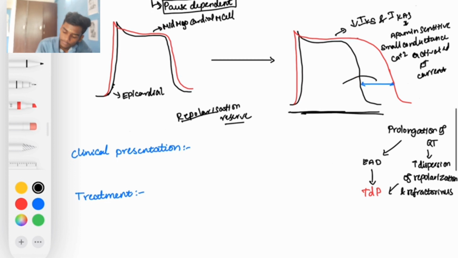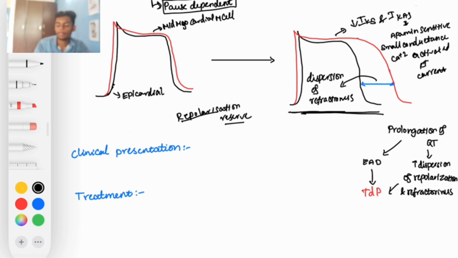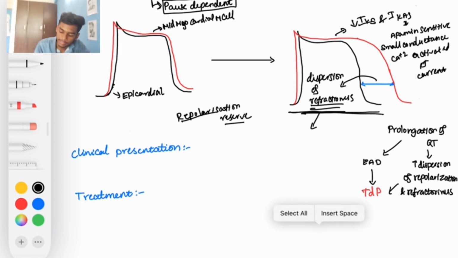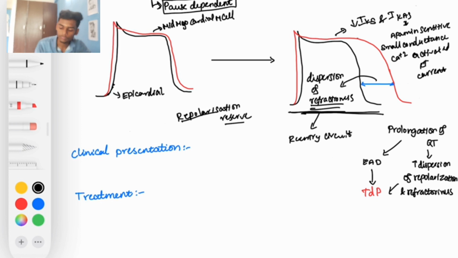So see here, there is dispersion of refractoriness. Because of this dispersion of refractoriness, it can lead to reentry circuits.